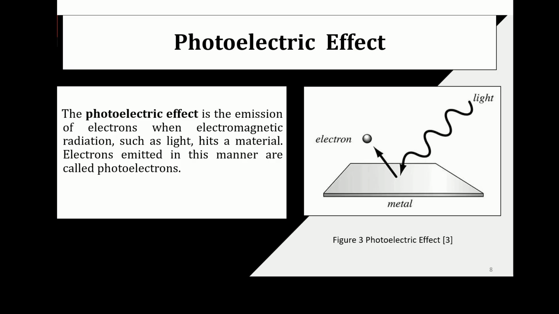Suppose you are shining light with energy 4 electron volts, and the binding energy of this metal surface is 5 electron volts. That means the work function of the metal is 5 electron volts, and you are shining light with energy 4 electron volts. So what will happen? No ejection of electrons will take place, because electrons are bound with 5 electron volts and you are shining light with 4 electron volts. So no photoelectric effect will be seen when this energy is less than the work function of that metal.